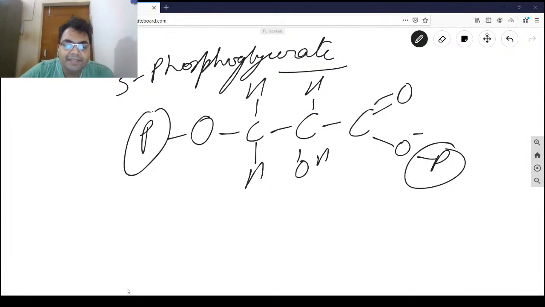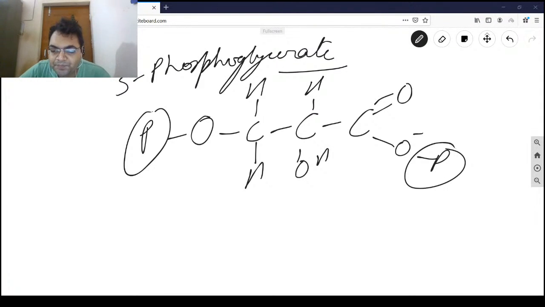Now, the next step will be to convert 3-phosphoglycerate to another molecule known as 2-phosphoglycerate, means transferring the phosphate from the third position or the third carbon to the second carbon. So that is done by a very specific enzyme known as mutase. Mutases, they do what? They transfer the phosphate group from one carbon of one compound to another carbon of the same compound. The same phosphate group they will transfer.